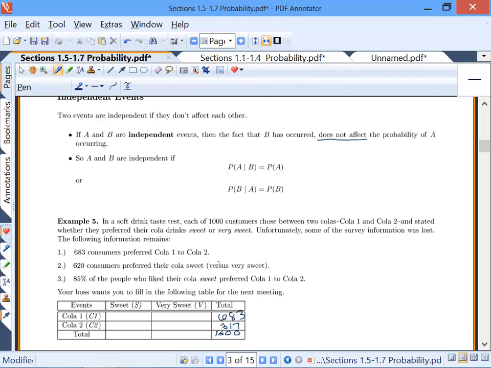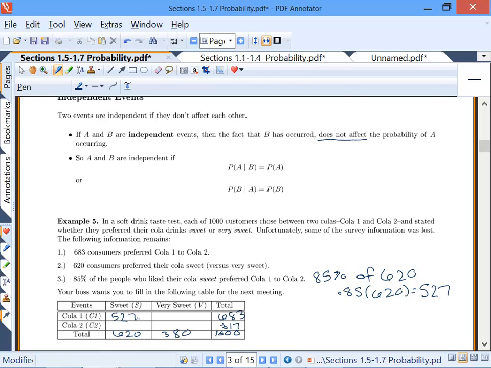Okay, the next thing is 620 consumers preferred their cola sweet. Okay. So that means that the total for sweet is 620. Which means that my total for very sweet is 380. Let's see, and then 85% of the people who liked their cola sweet preferred cola 1 to cola 2. What should we do with that? Find 85% of 620. Okay. So 85% of 620, because there are 620 people that liked their cola sweet, so 0.85 times 620. Anyone already do that? 527. So that means of the people that liked it sweet, 527 liked cola 1.